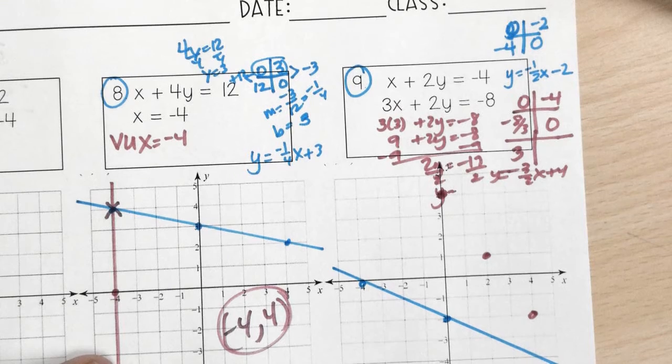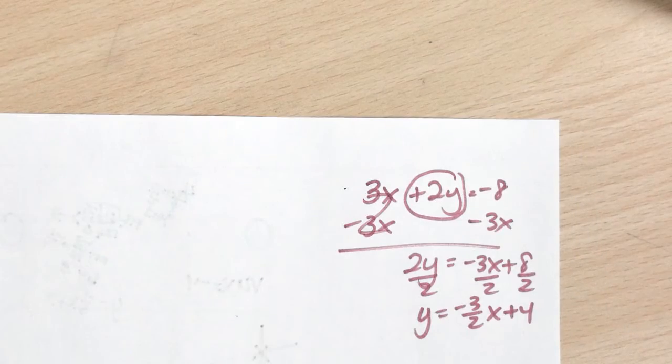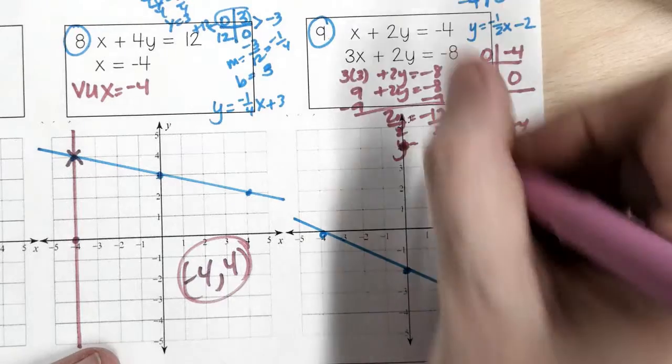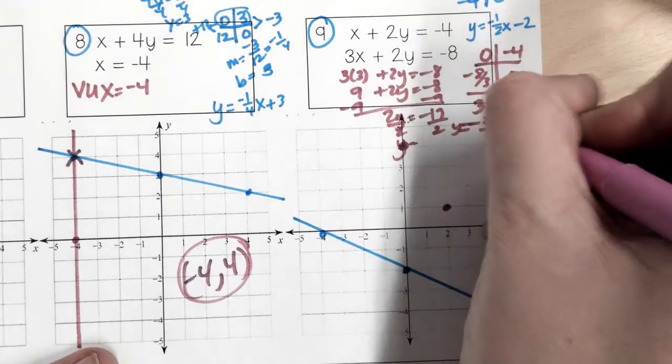What did I do wrong? Oh, that's supposed to be minus 4, wasn't it? Yep, minus 4. Bad Maggie. Okay, let's try that again.